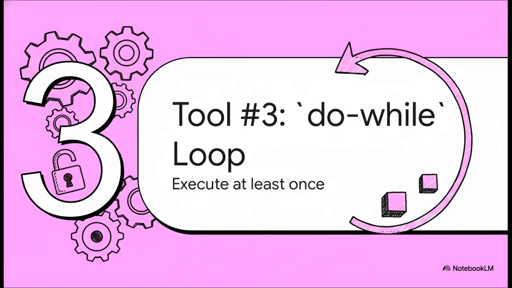And that uncertainty is exactly what the while loop was made for. All right, now for a bit of a special case. What if you need to guarantee that your code runs at least one time before you even check the condition? For that specific job, we have a cool variation of the while loop.